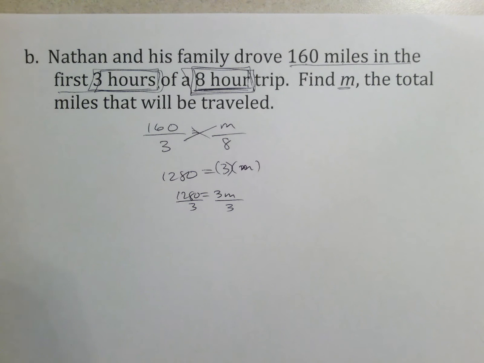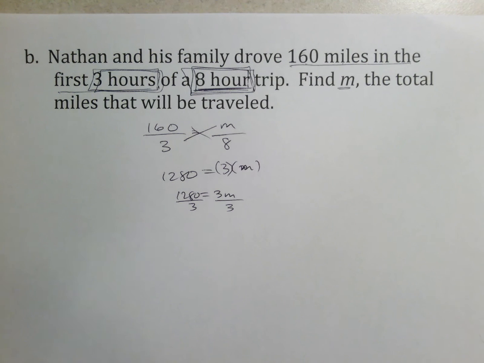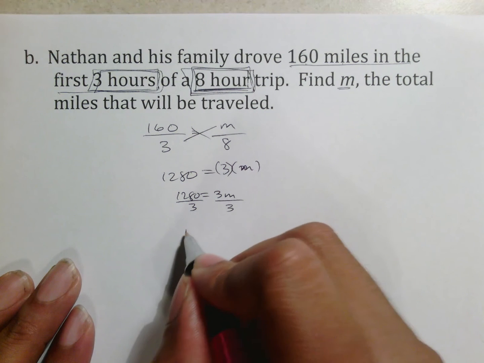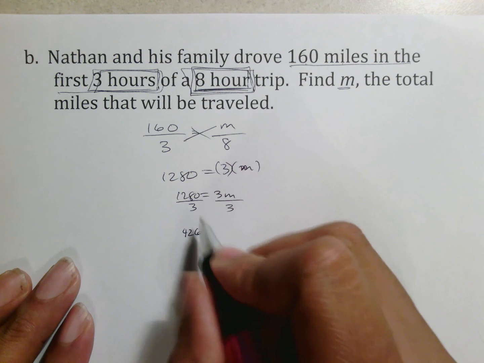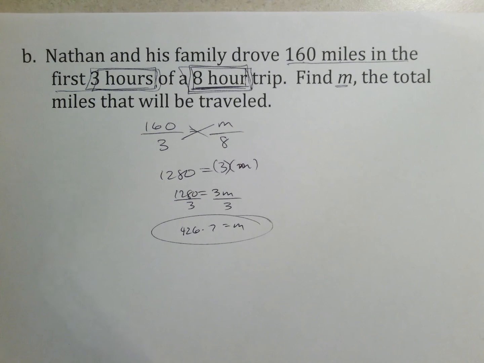And again, think about it for a second. You're talking m for miles. Would anyone ever say I live 756 over 3 miles away from St. Louis? No, they'd probably give you a decimal. So in this case, again, 426.7 is the number of miles that they would have to travel over in this trip.